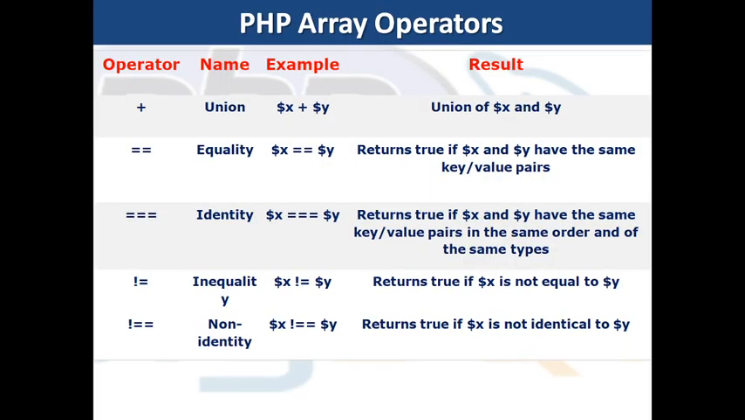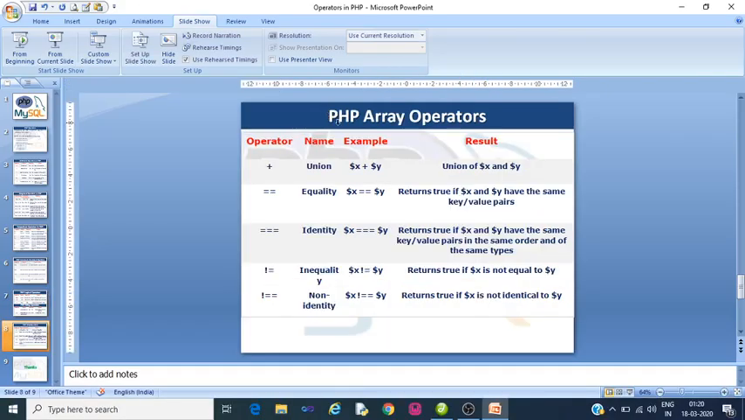PHP array operators. Union. Union is represented as plus. If two array variables are there, then the plus operator is used to get the union of these array variables. But note, it is an index based union. If the index is the same, then the elements won't change. Let us check it on the browser.